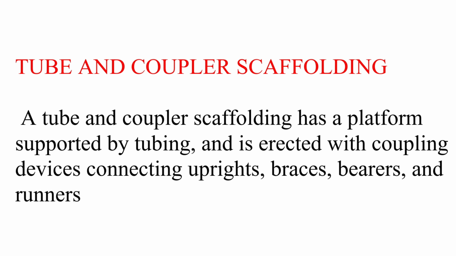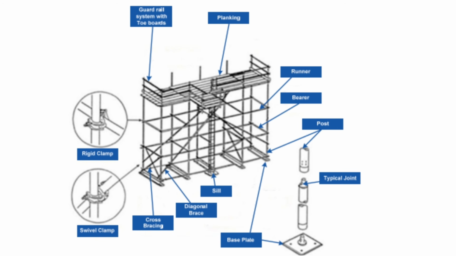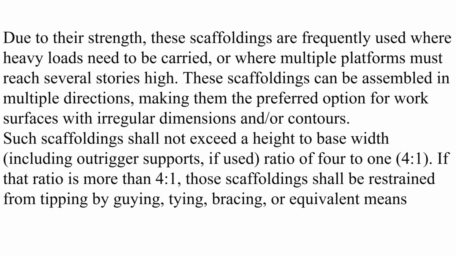Tube and coupler scaffolding. A tube and coupler scaffolding has a platform supported by tubing, and is erected with coupling devices connecting uprights, braces, bearers, and runners. Due to their strength, these scaffoldings are frequently used where heavy loads need to be carried, or where multiple platforms must reach several stories high.